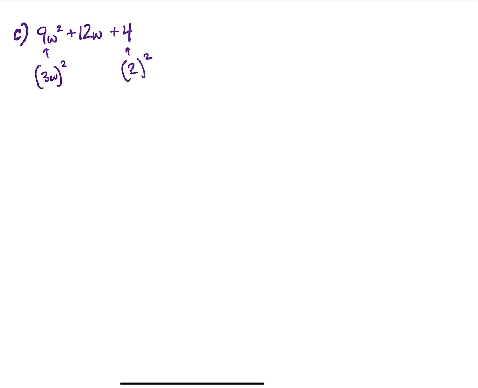So looking at that middle term of 12w, if I do 2 times 3w times 2, that's our 2ab. 3 times 2 is 6, 6 times 2 is 12, and then we have our w, so the pattern checks out. So that means we can write this as 3w plus 2 squared.